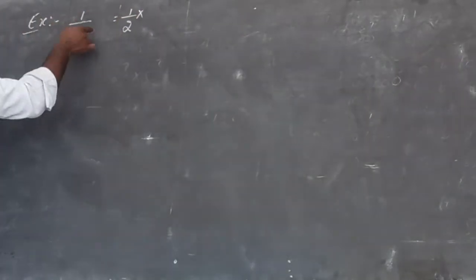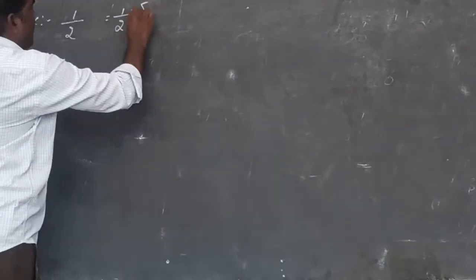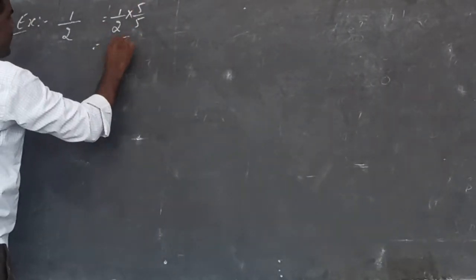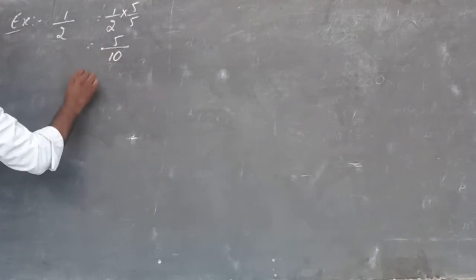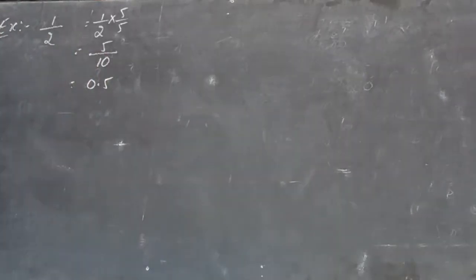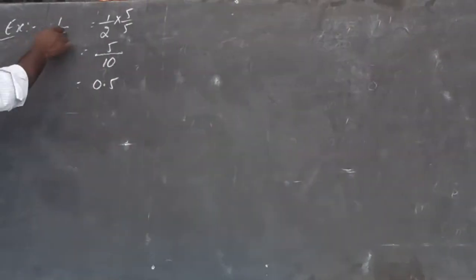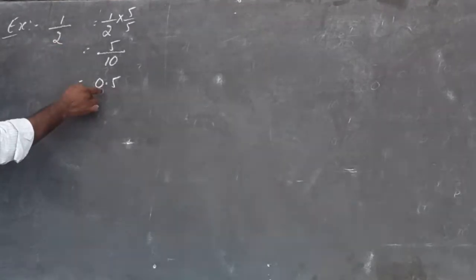So here the denominator you multiply by 5, so the numerator is also multiplied by 5. So 5 by 5. That is 1 into 5 is 5, 2 into 5 is 10. Here how many zeros are there? 1 zero. That means how many decimals do you get? 1 decimal. That is 0.5. Okay, the denominator is a power of 2. It becomes a terminating decimal.